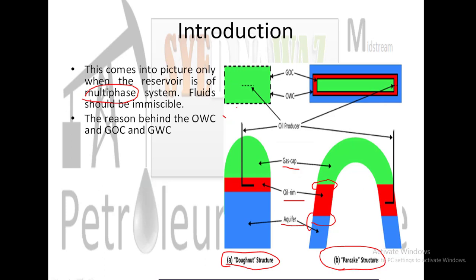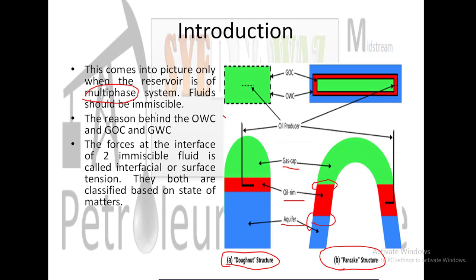Let us see the next point. The forces at the interface of two immiscible fluids are called the interfacial or surface tension. They are both classified based on the state of matter. What I mean is, the interface of two immiscible fluids is this particular region, where you can consider that this phase is oil and this phase is water. Obviously, oil and water are immiscible.